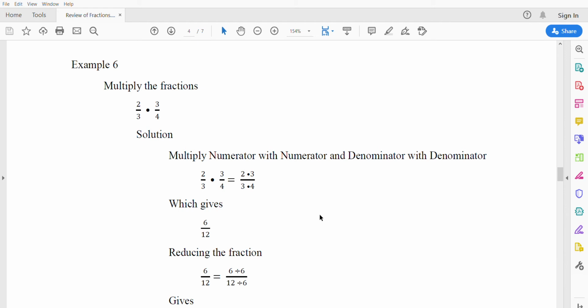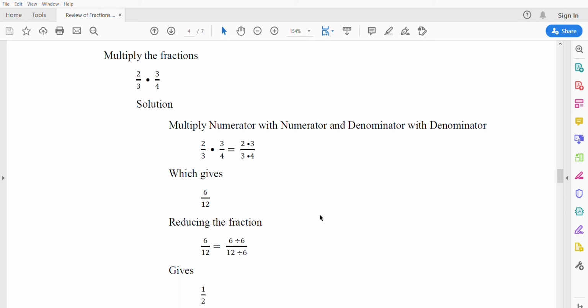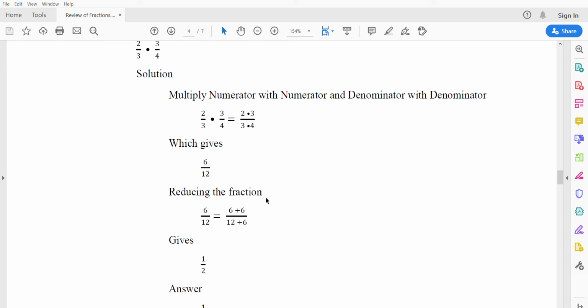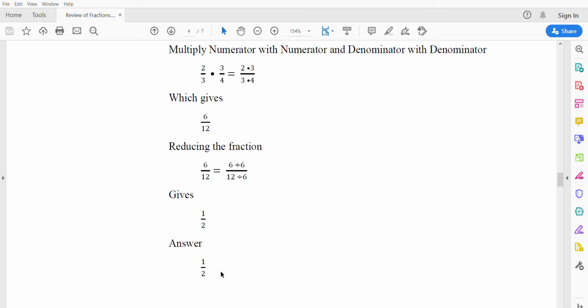I now need to reduce this fraction. Well, I notice that 6 will divide both top and bottom. So 6 divided by 6 is going to give me a 1, and 12 divided by 6 gives me a 2. So this 6 over 12 reduces to 1/2. So the answer to this problem is going to be 1/2.